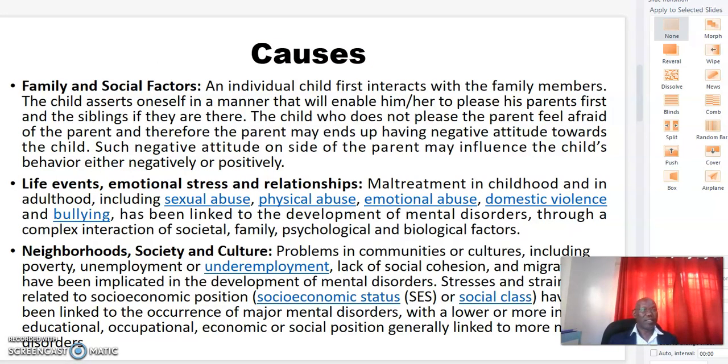At this juncture, I want us to look at the causes of behavioral disorders. To start us off, I want to give the first cause, which is the family and social behaviors.